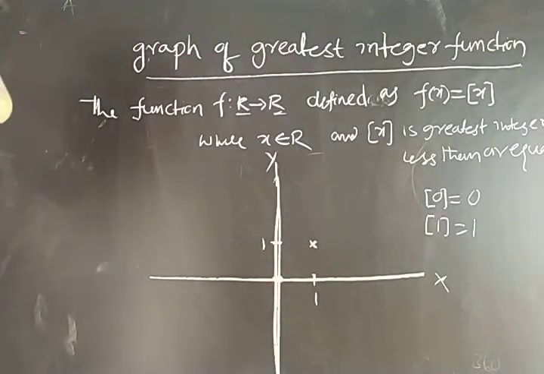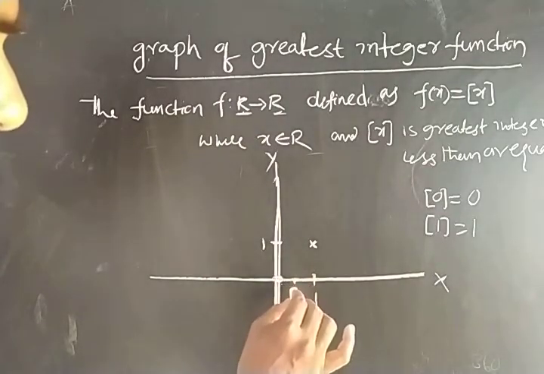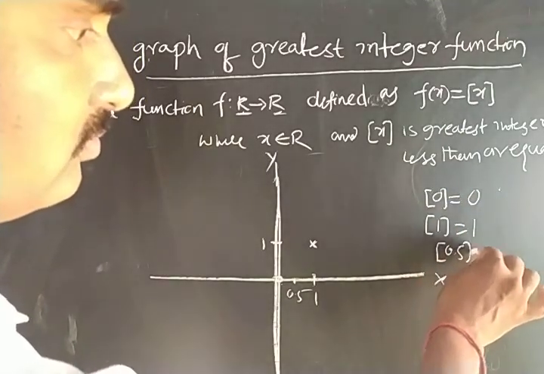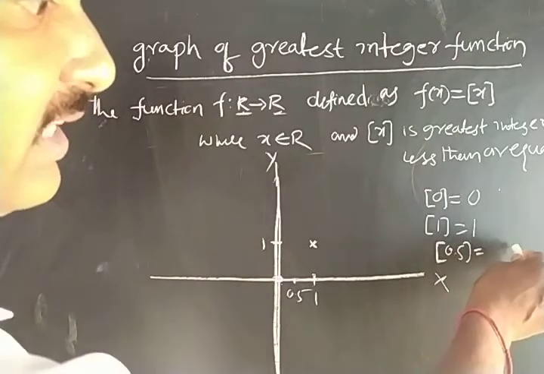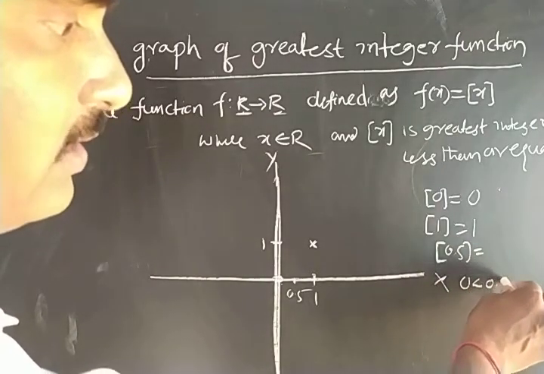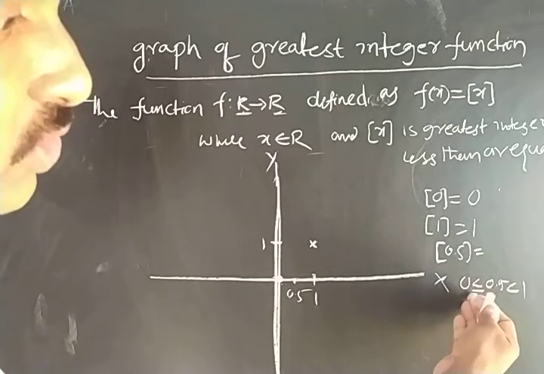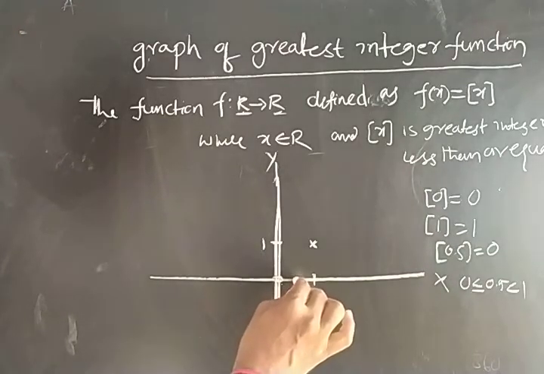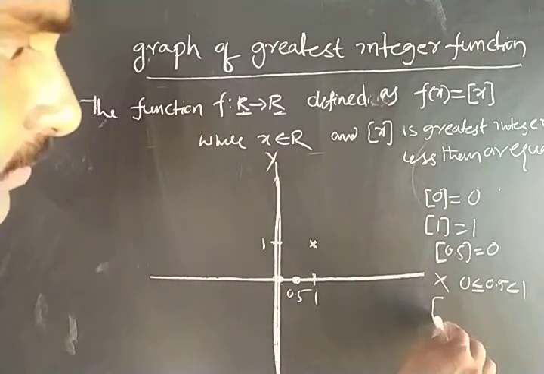Suppose I am taking points in between, because R is real numbers, so for every real number we will have one image. Suppose I am taking 0.5. According to the definition, the greatest integer function of 0.5 is what? 0.5 lies between 0 and 1, and we should take the left-hand side integer. So the image of 0.5 is 0. So here we have to take a point. Understood?